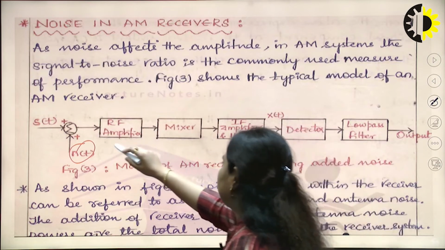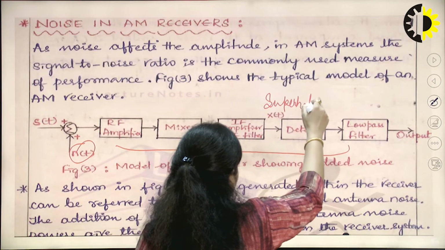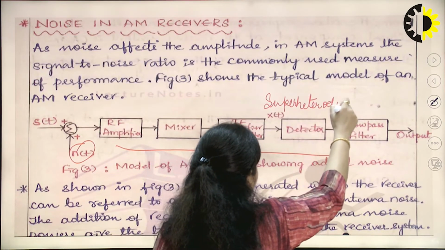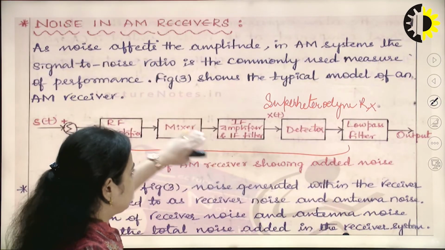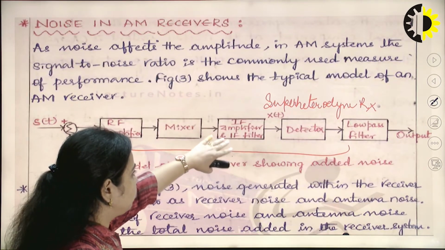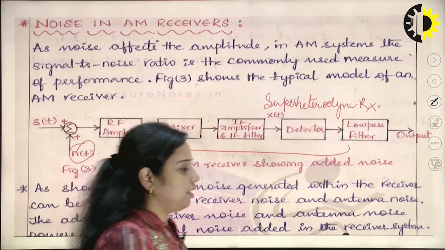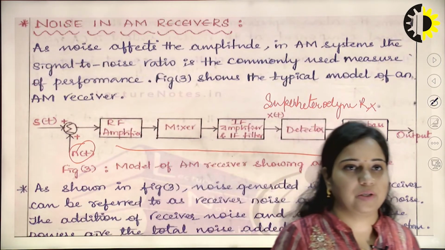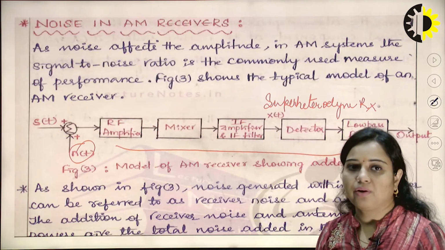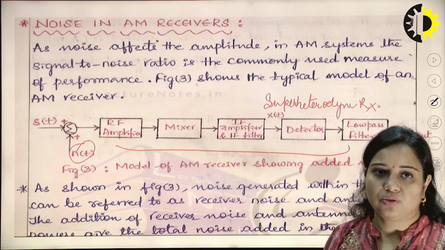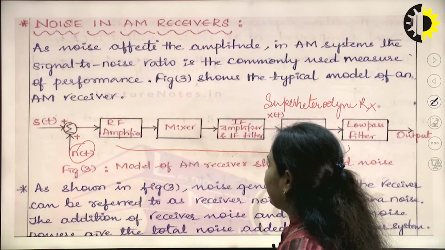This is a kind of superheterodyne receiver. Now, what is the aim of this superheterodyne receiver? Whatever frequency it receives, it converts to an intermediate frequency, and in AM its value is 455 kilohertz, which is fixed. Then it is passed through a detector, and to filter out the higher frequency components, it is passed through the low pass filter. So, that is the concept of noise in AM receivers.